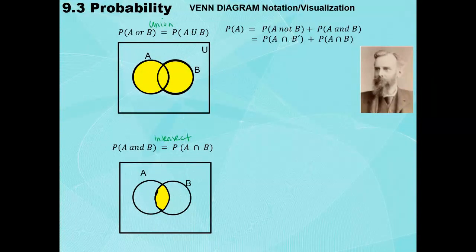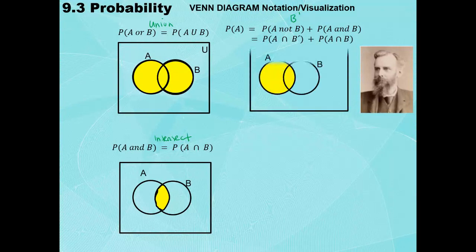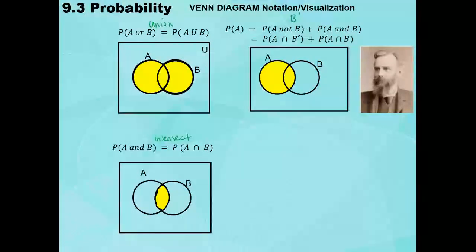So the probability of A equals the probability of A not B plus the probability of A and B. So it's the probability of A intersect not B, right? That's what that notation is, B prime, the complement of B, plus the intersection of A and B. That's just the probability of A. You could represent this differently too. I could get rid of this middle part, and that would be the probability of just A happening without B being involved, like solely A.